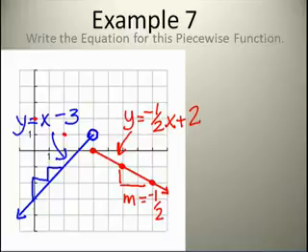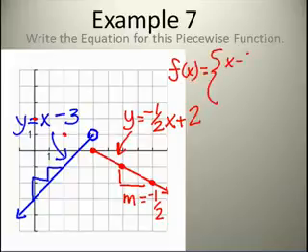So I'm going to go ahead and write over here that I'd have f of x is equal to x minus 3, and we'll fill in the if statement in just a minute, and -1/2 x plus 2, and again we'll fill in that if statement in just a minute.